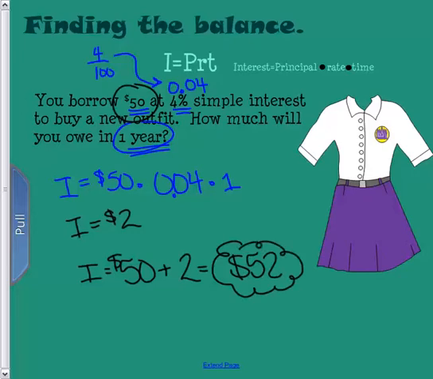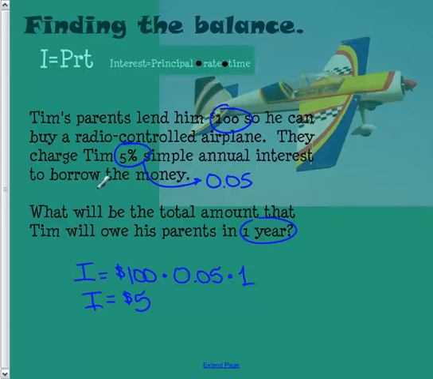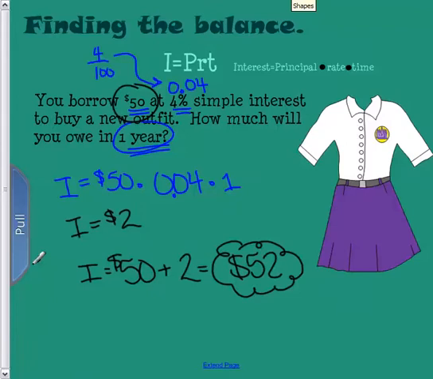So let's think about the problem with the boy in the first question. We've got Tim and his parents. Is Tim going to only owe his parents $5? Think about that again. He's going to owe his parents $100 plus an additional $5, because they're not just going to say, oh, give me $5 at the end of the year and you can keep that $100. Just like they're not going to say, oh, you can borrow that $50 from us, just give us $2.